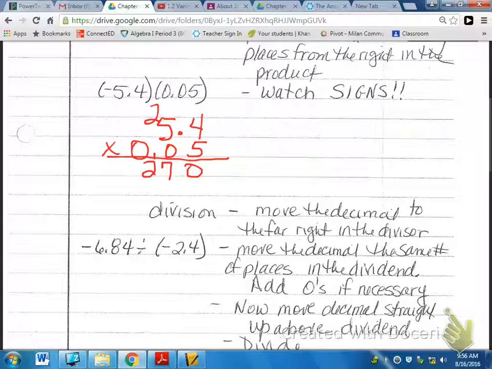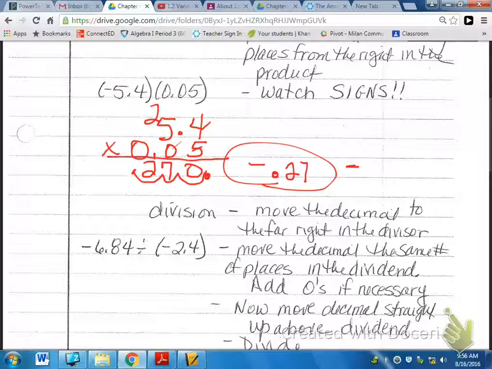I count the decimal places, and I count 1, 2, 3. So that means I start over here at the end on the far right and go 1, 2, 3. And my answer would be negative 0.27. Or you could say negative .27. And either one would be correct. Questions about that? Make sure you watch your signs, multiply the numbers as regularly, and count the decimal places in the problem. That's how many decimal places in the product.